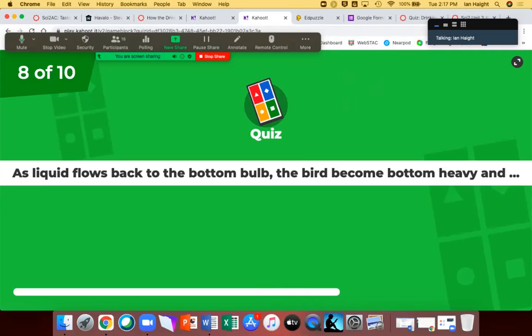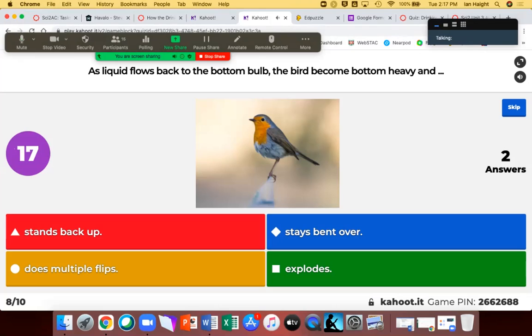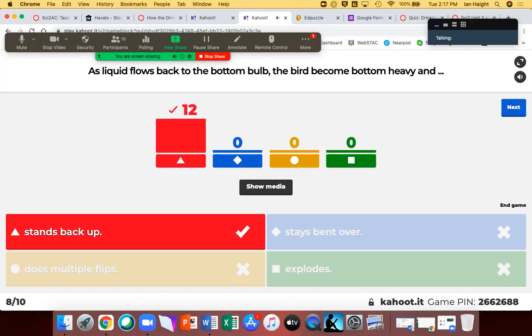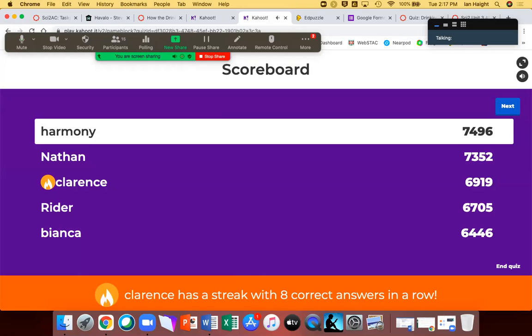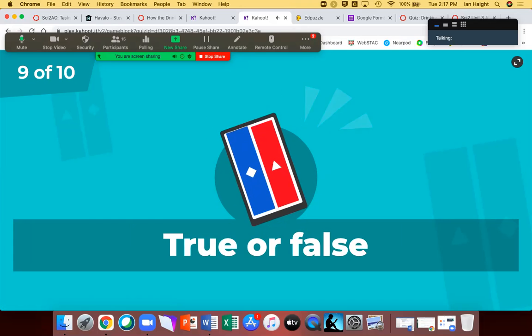As liquid flows back to the bottom bulb, the bird becomes bottom heavy and does what? Very good. It stands back up. I was hoping someone would choose explodes. Would not be good if a drinking bird exploded, but. All right, second to last question.